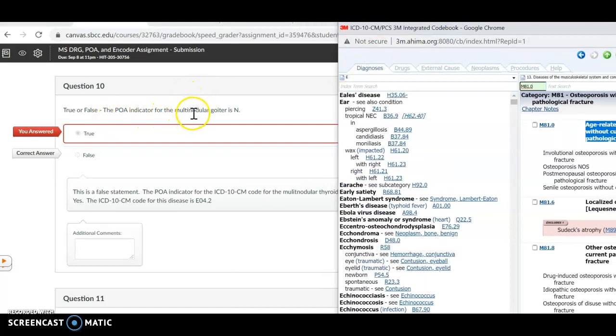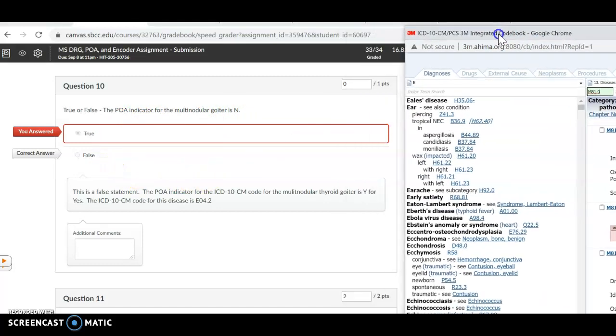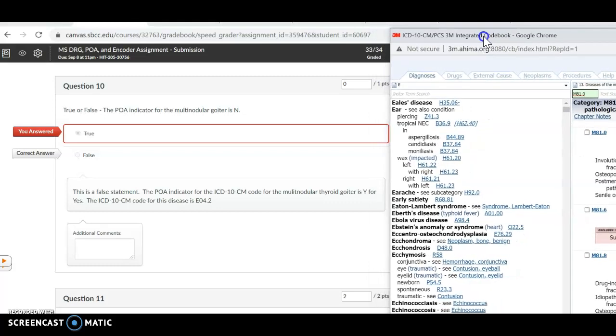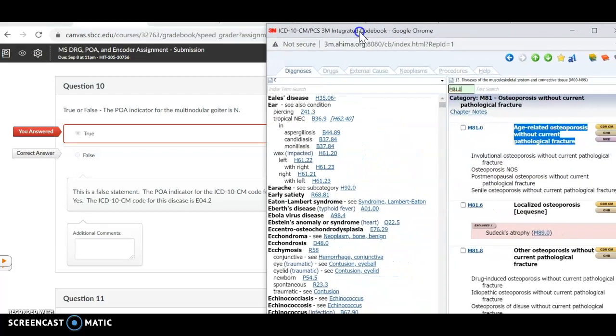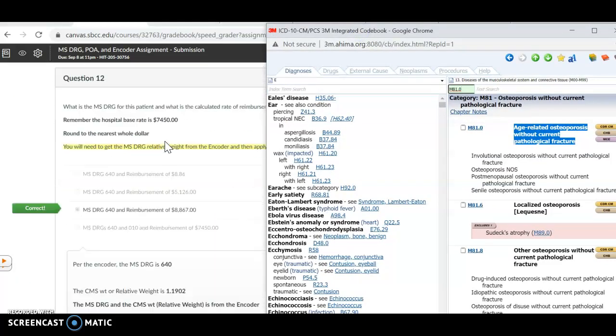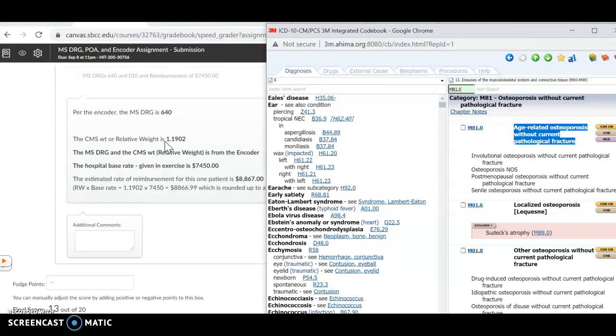The POA indicator for multinodular goiter is N. You answered true. It's false. The ICD-10-CM code for multinodular thyroid goiter is yes. That means the ICD-10 code for this disease is E04.2. So they did come in with the goiter. Keep in mind, present on admission. It was there when they came in. If you need clarification on that, also ask me.